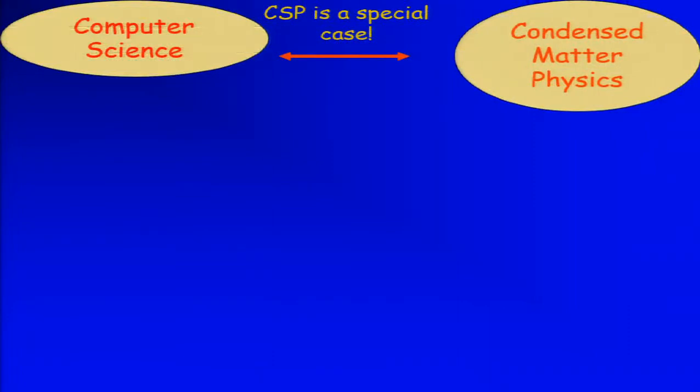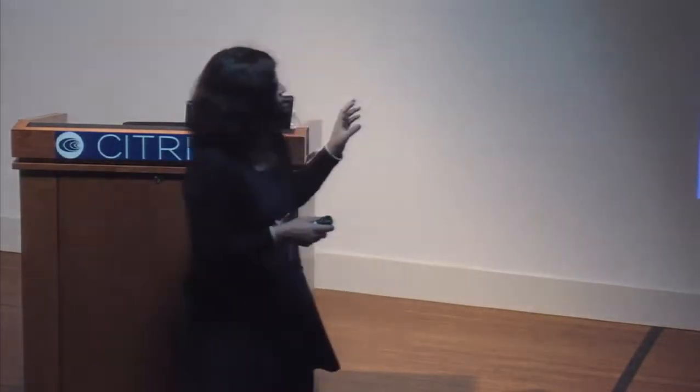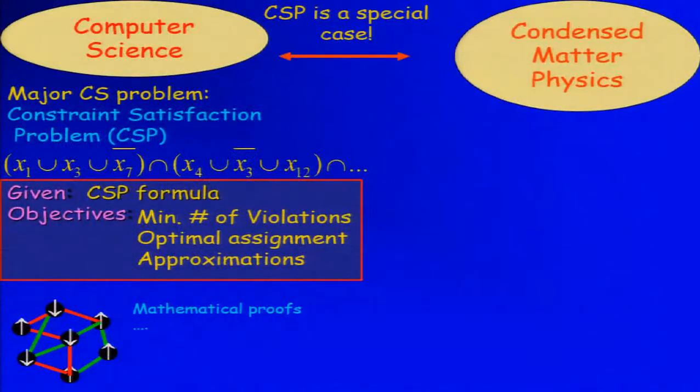So why should you care about this if you're a physicist or a chemist or someone who is not interested in computer science? It turns out that a very basic problem in computer science, which is essentially a slight generalization of the problem I told you before, is simply a special case of the major problem in condensed matter physics. So let's go back to the problem that I mentioned before.